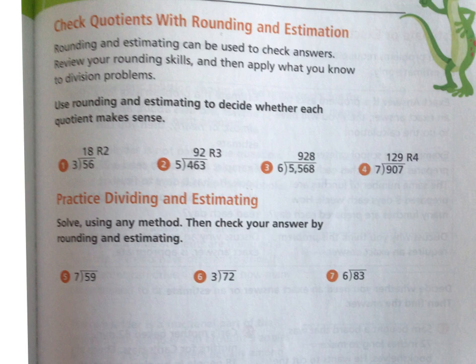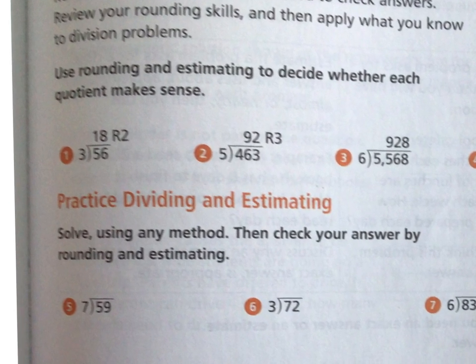So let's just look at what they have here. The first one, they're giving you the answer, and what they want you to do is decide if you think that answer is reasonable. So let's try it. We have 18 remainder 2 as our answer. Look at your divisor, and it would be like saying 3 times 18. But we're going to round 18 up, and say that 18 is pretty close to 20. And I bet we can count by 20s 3 times, right? 20, 40, 60, and then add on 2, that'd be 62.